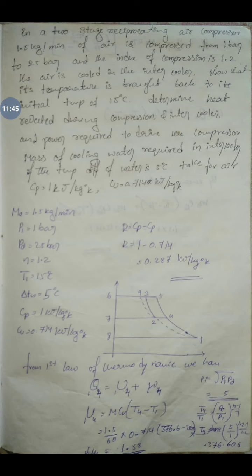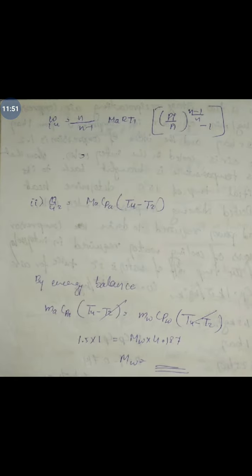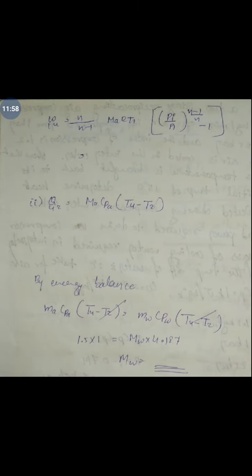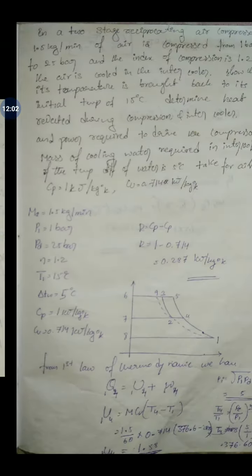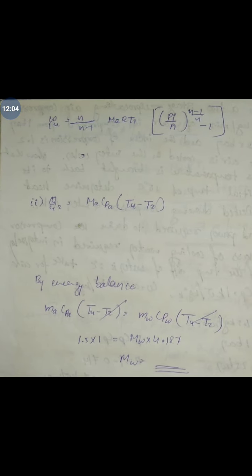And the second part, he has asked to find out the amount of heat rejected during the cooling process. It is given by the mass of the air, specific heat of the air, and change in temperature from 2 to 4, that is T4 minus T2. T4 we have already calculated; T2 will be equivalent to T1 since it is perfect intercooling. The mass of the air is known, the specific heat of the air you can assume as 1.005, and find out the value of the heat rejected, Q42.